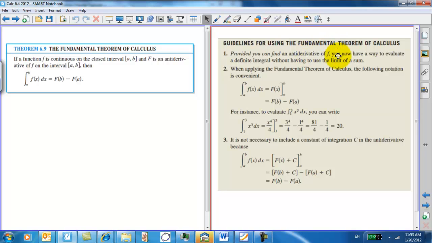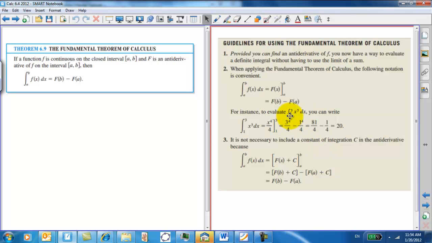And so here's the example of how you use the fundamental theorem of calculus. Provided you can find an antiderivative of f, you can use this. And so we use this strange notation here with this bracket. See this up here? That if we integrate from a to b and find the area under the curve of f(x) between x equals a and x equals b, that we're actually going to put b and a into the antiderivative function and it works out like that.